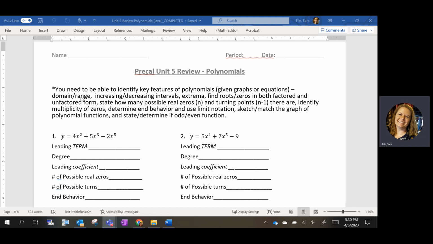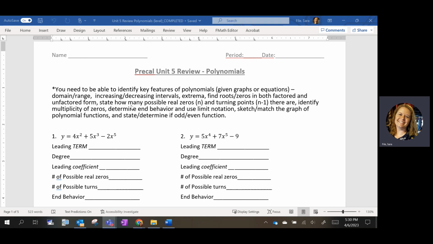We need to know domain and range. We need to know increasing and decreasing intervals. Extrema, that's our maximums and minimums. We need to know what's relative, what's absolute. We need to be able to find the roots or the zeros, both in factored or unfactored form of the equation, or from a graph.